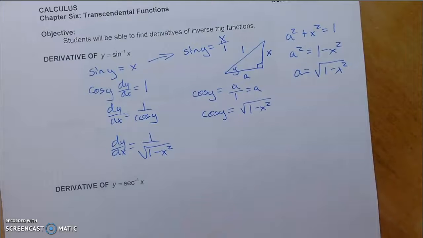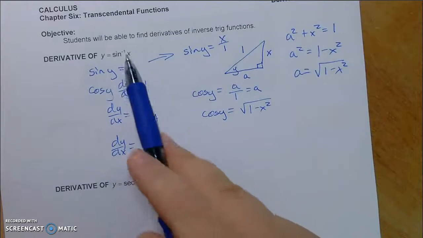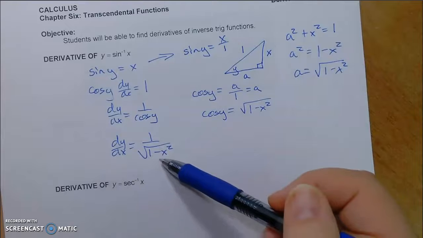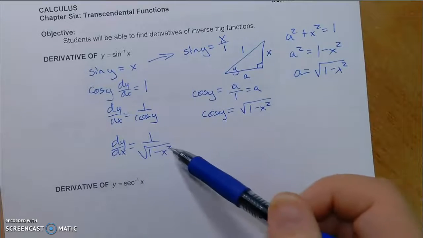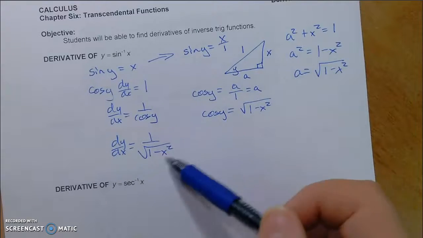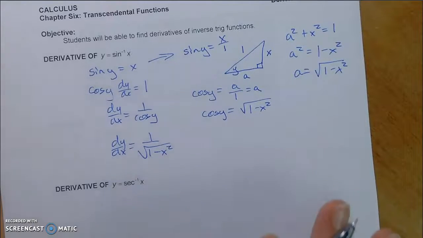is 1 over the square root of 1 minus x squared. Which is pretty unique. Every time we've had a derivative or integral so far of a trig function, we've always gotten a trig function. Now we're getting a radical, a rational radical. So that's interesting, that we're starting to link all of our functions together.